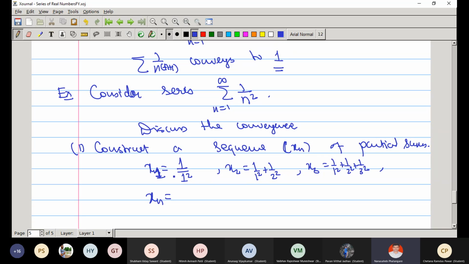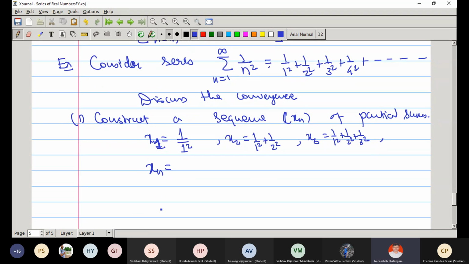Is it correct? X1 is 1 by 1 square, only the first term of the series. What is x2? Sum of two terms. Because when I say 1 by n square, it is 1 by 1 square plus 1 by 2 square plus 1 by 3 square plus 1 by 4 square and so on. Infinite sum, right? So what is xn in general? I want to look at the sequence of partial sums. So what is the nth term of that sequence? 1 plus 1 by 2 square plus 1 by 3 square up to 1 by n square.